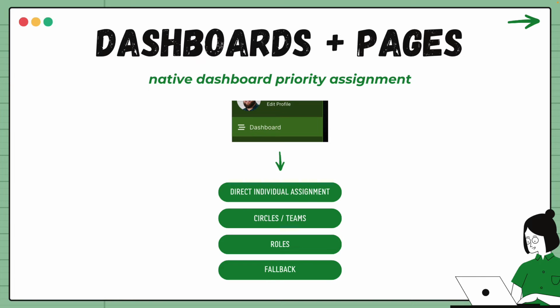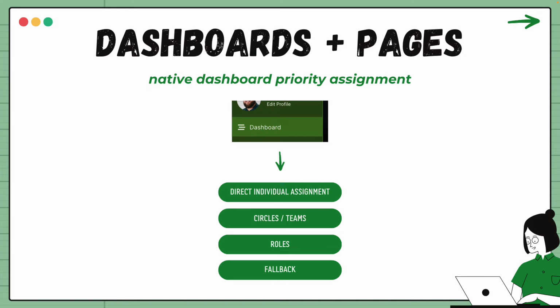So this means if I have Betty, and I need her to see a dashboard that's totally unique to her, I can create a dashboard and assign it to Betty at the top. It won't matter what circle she's in, and it won't matter what role she has. None of that will matter. She will definitely be directed to the Betty dashboard, because it's the highest priority, okay?